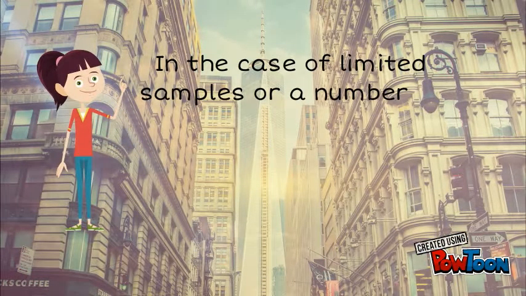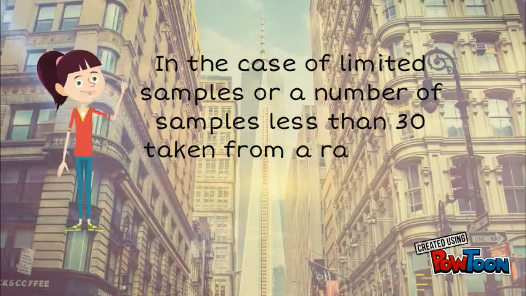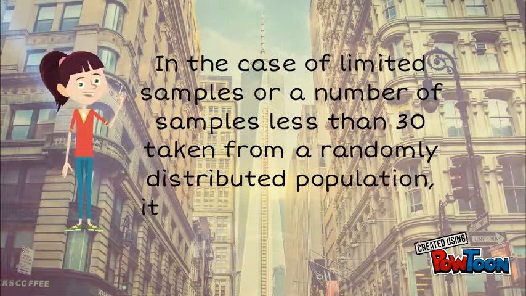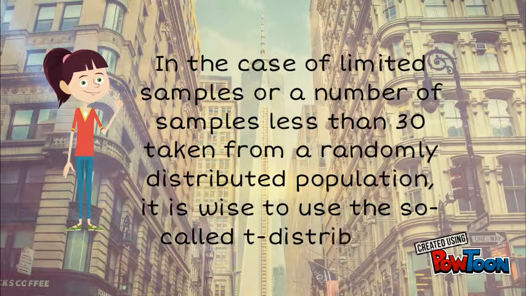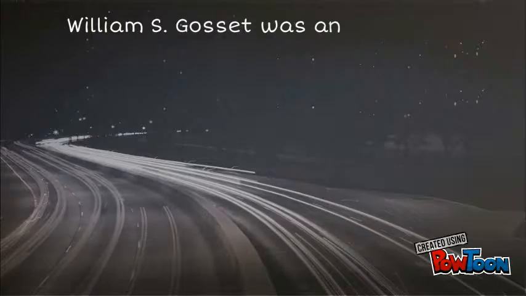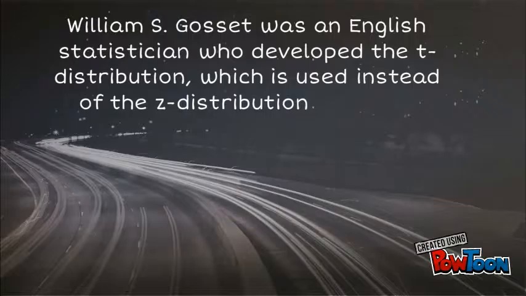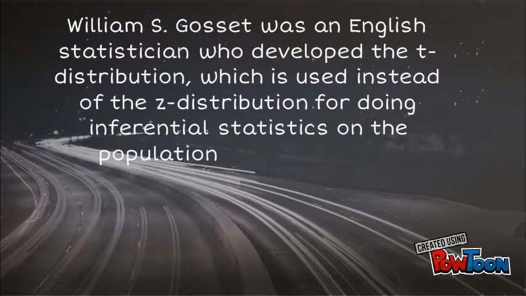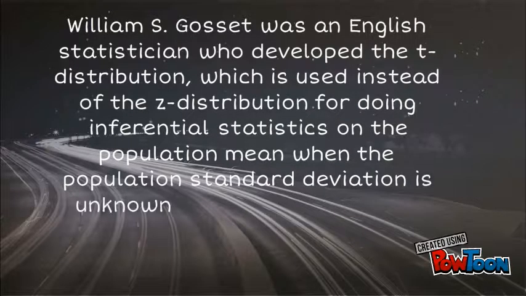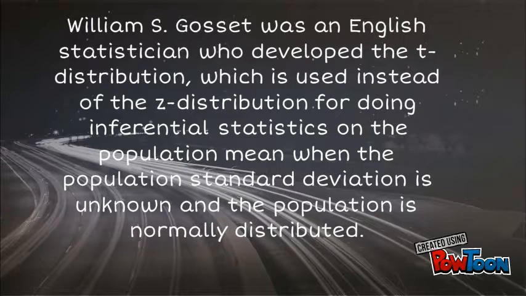In the case of limited samples, or a number of samples less than 30 taken from randomly distributed populations, it is wise to use the so-called t-distribution. William S. Gosset was an English statistician who developed the t-distribution, which is used instead of the z-distribution for doing inferential statistics on the population mean when the population standard deviation is unknown and the population is normally distributed.